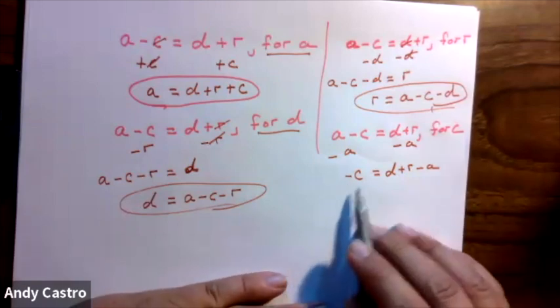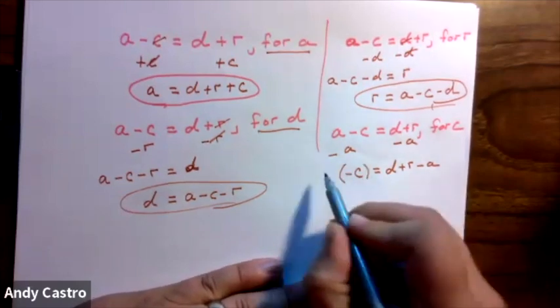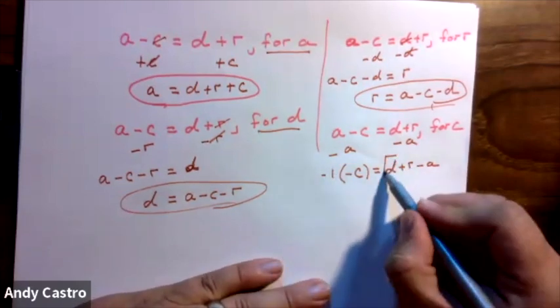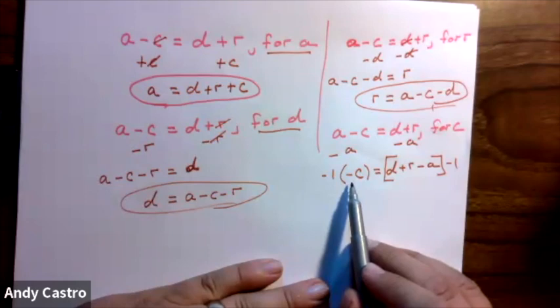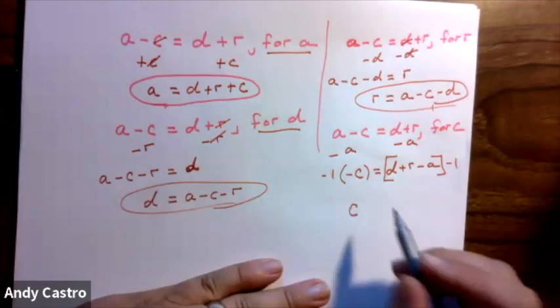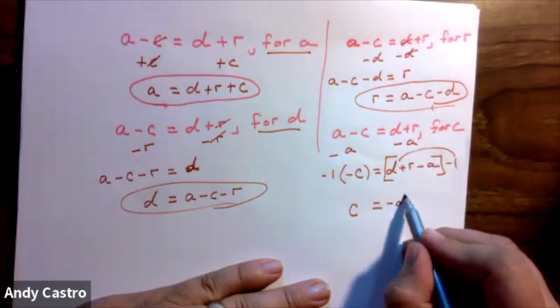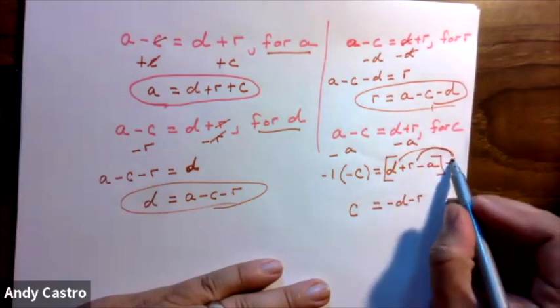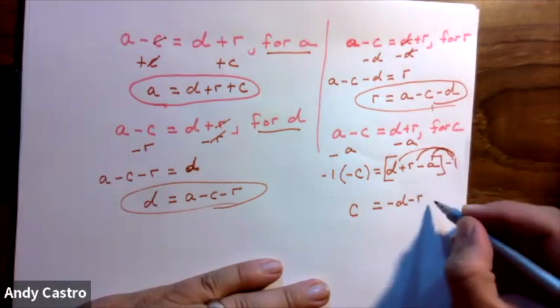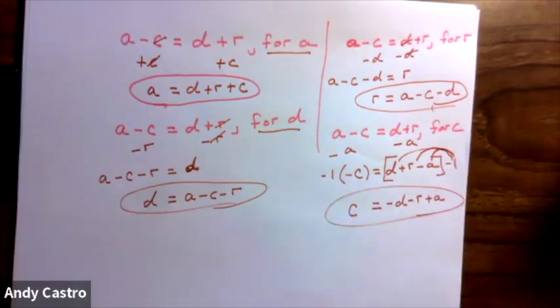Now I have C by itself, but I actually have the opposite of C by itself, and I just want C. So I'm going to multiply both sides of this equation by negative 1. Negative 1 times negative C gives me positive C. Negative 1 times D gives me negative D. Negative 1 times R gives me negative R. And negative 1 times negative A gives me positive A. And there you go.